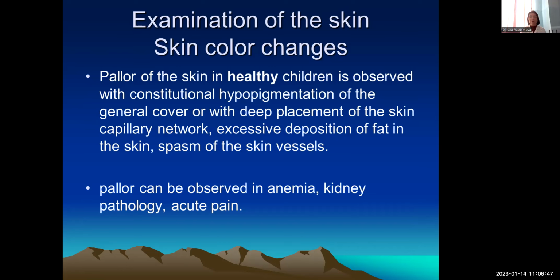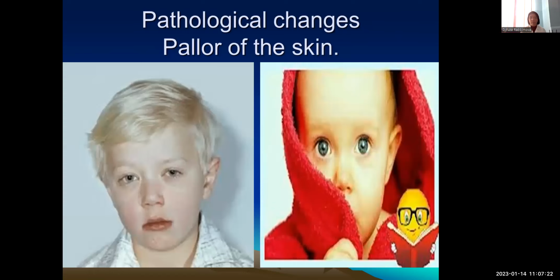Examination. Skin color changes. Pallor of the skin in healthy children is observed with constitutional hyperpigmentation of the general cover, or with deep placement of the skin capillary network, excessive deposition of fat in the skin, or spasm of the skin vessels. Pallor can also be observed in anemia, kidney pathology, acute pain. So, pallor may be physiological and may be pathological. You can see pathological changes, pallor of the skin in babies.